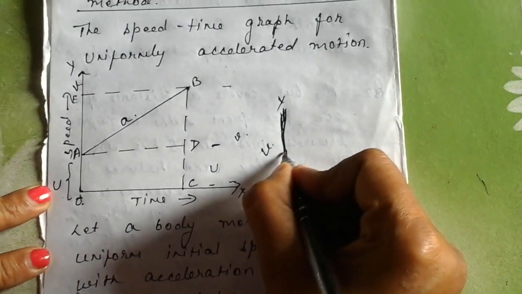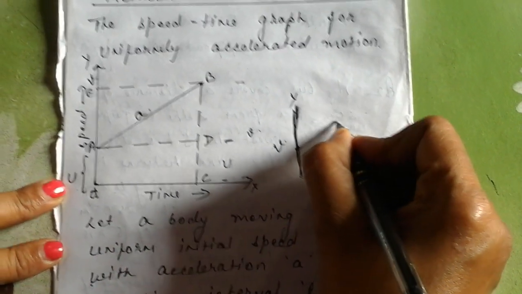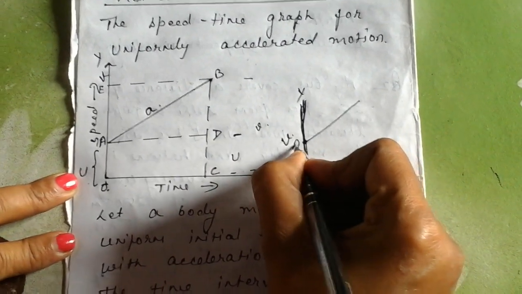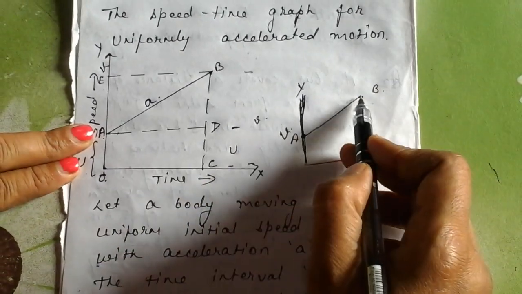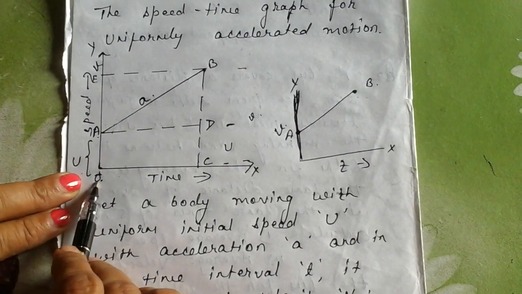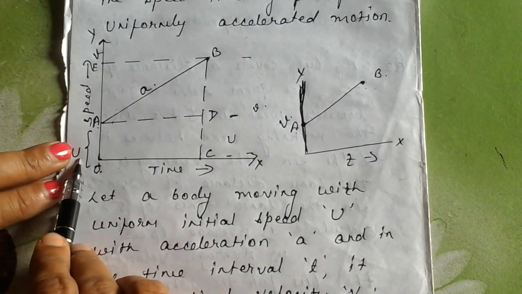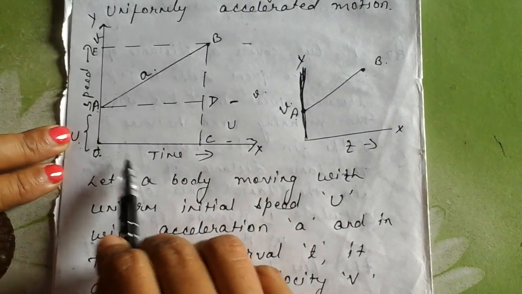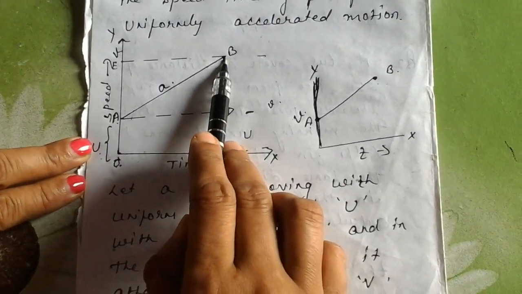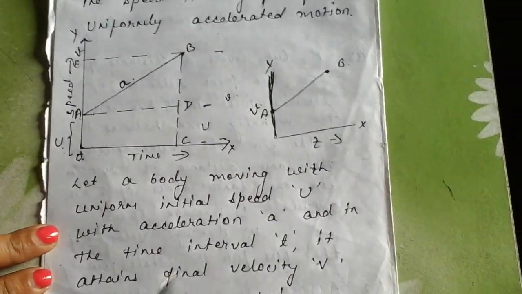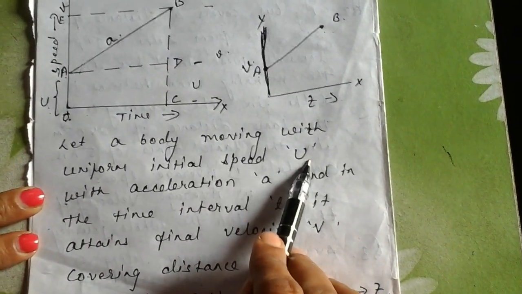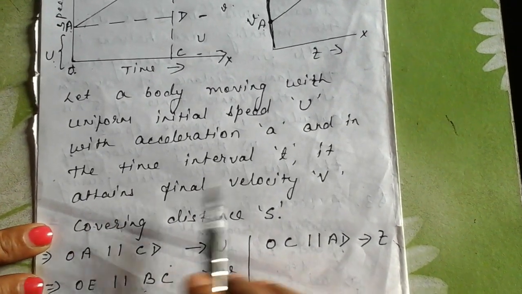So, I have shown it from here. It has some initial velocity u, starting from A, and finally it reaches a certain position B. A body having initial velocity u, moving for a certain time t, reaches a final velocity at position B. Here I have shown the initial speed u, acceleration a, time t, and the final velocity v that it attains. It covers this distance.